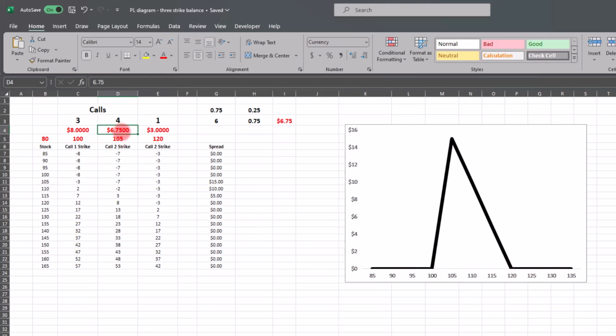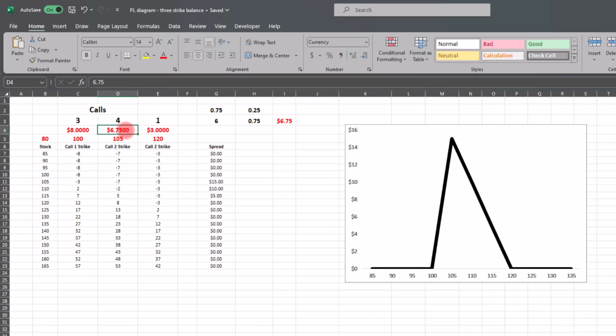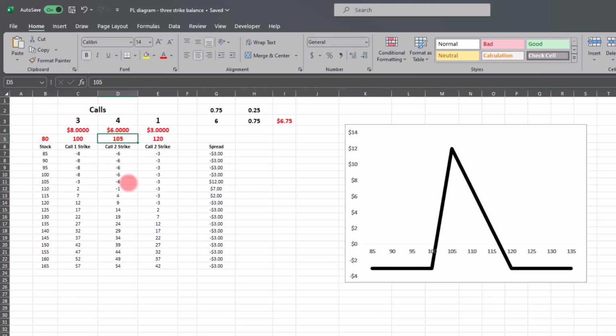Watch what happens if I make it 7. If I make it 7, we enter into arbitrage, where the entire risk graph is shifted above 0. So of course that can't happen. It would have to be something less than 6.75. All right, so that's that 3-strike pricing rule. So if we make it maybe 6, see, now we're into a debit.